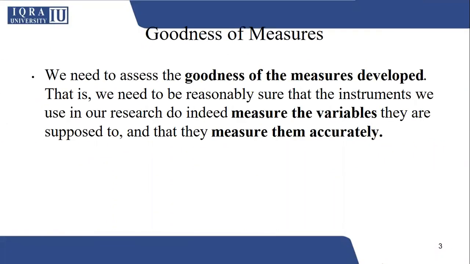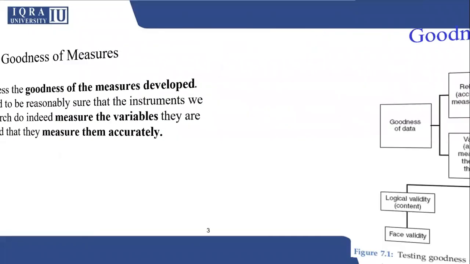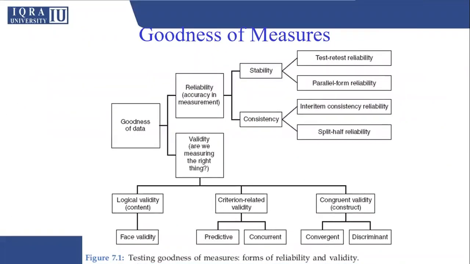For this, we need to assess the goodness of measures developed. That is, we need to be reasonably sure that the instruments we use in our research do indeed measure the variables they are supposed to, and that they measure them accurately. Now let us examine how we can ensure the measures developed are reasonably good. That is through reliability and validity. Now what is reliability? It's the accuracy of measurement. Validity is, are we measuring the right thing?